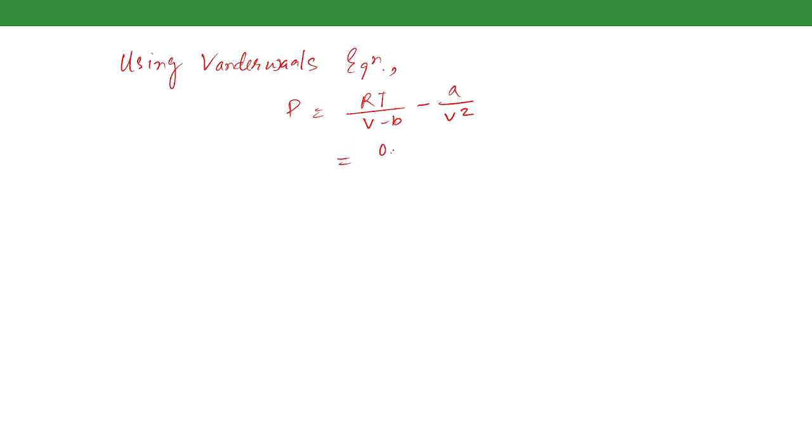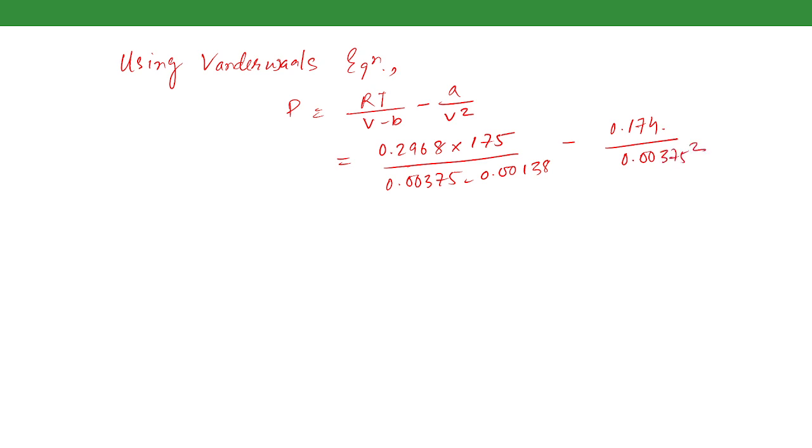Now using the van der Waals equation, P is equal to RT by V minus B minus A by V square. So A, B and all these values are known. So 0.2968 multiplied by 175 by what is the specific volume, 0.00375 minus 0.00138, minus A is 0.174, by V squared, 0.00375 whole square.